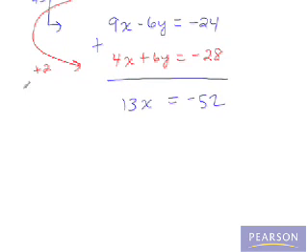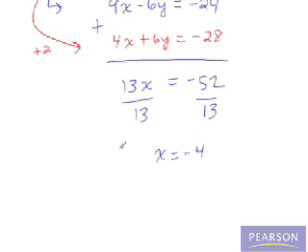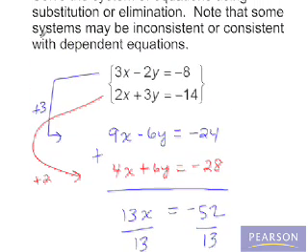We will solve that equation for x, divide both sides by a positive 13, and x is equal to negative 4. So we found the x-coordinate of our point of intersection, or our solution. We'll now find the corresponding y value. And we're going to take the x value of negative 4 and substitute it in for x in one of the two equations. It does not matter which one you choose.